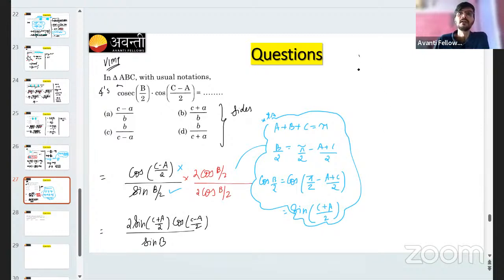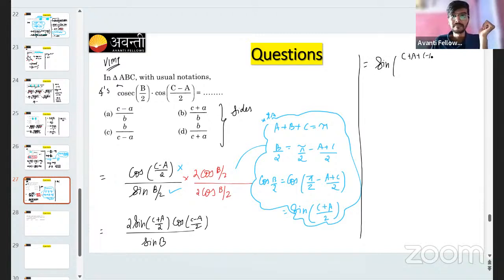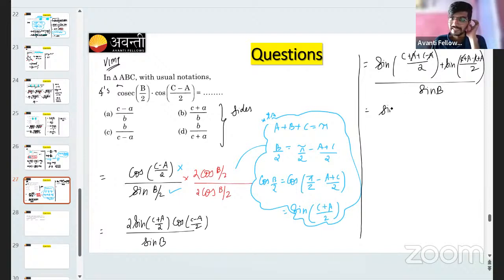Now the question is very simple. What is 2 sine cos? It is the factorization formula: add the angles, C plus A plus C minus A by 2, plus sine of subtracting the angles, C plus A minus C plus A by 2, upon sine B. Here A cancels, C cancels, so what do we get? Sine C plus sine A upon sine B.